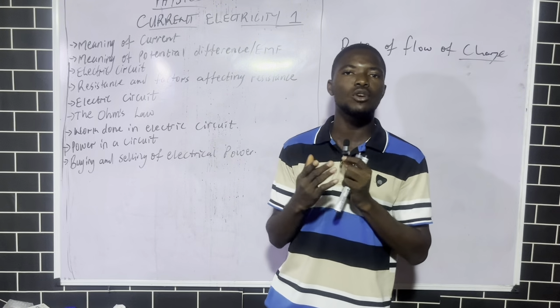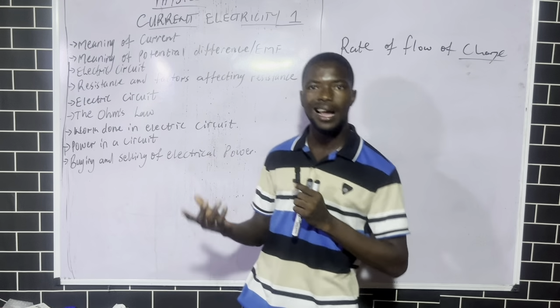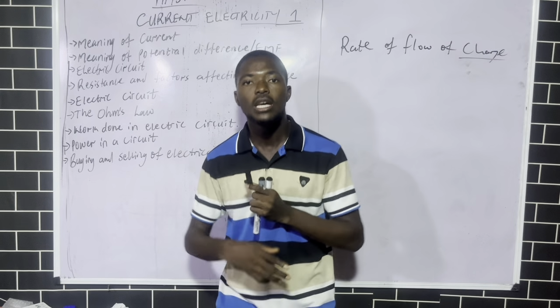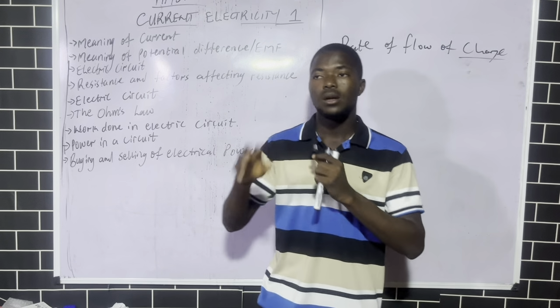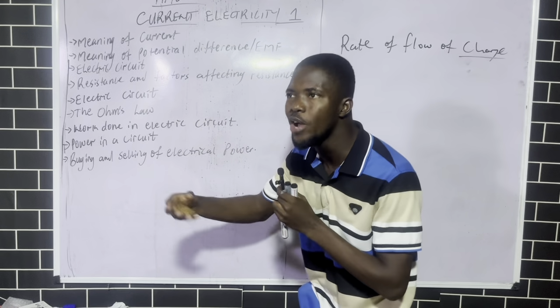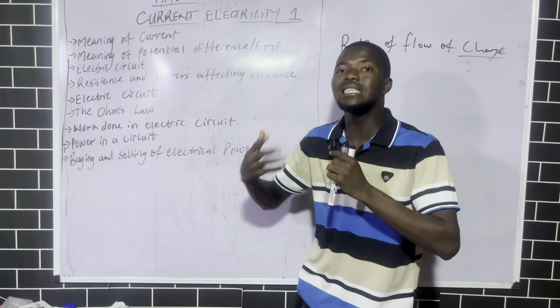That's why you have the ebonite rod, the glass rod, charging by friction, charging by all of those other methods. That is where we have electrostatics. But when you hear current electricity, it means charges that are flowing.